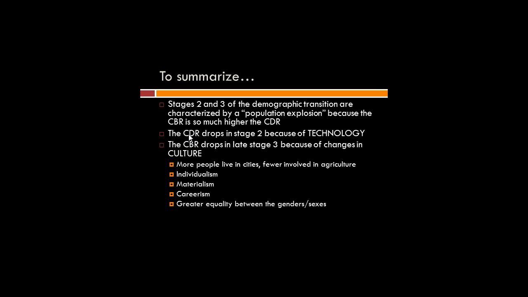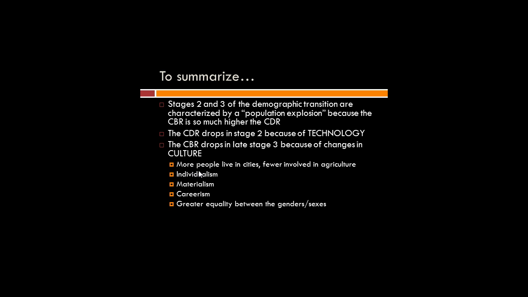The reason that the crude birth rate, the crude death rate drops so dramatically in stage 2 is primarily because of advances in technology. Correspondingly, the crude birth rate drops eventually in the late stage of stage 3 because of changes in culture and cultural values. In particular, the values that we might point to are found right here.